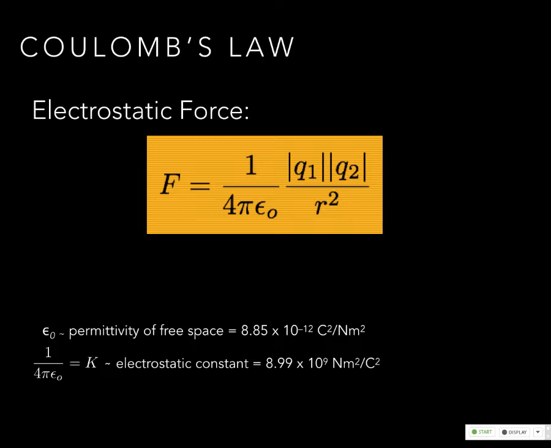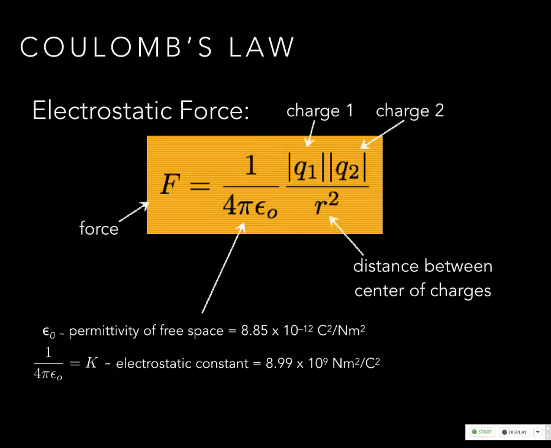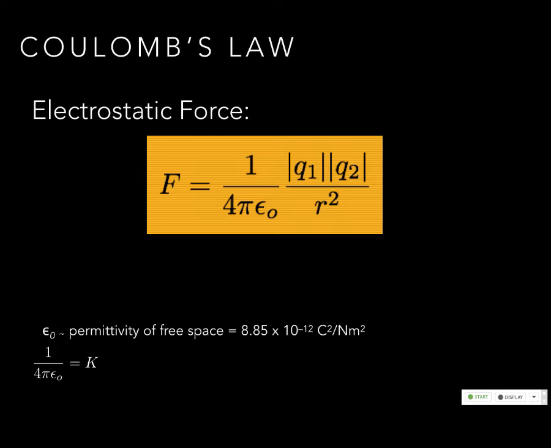This is just 1 over 4 pi epsilon naught. So this is an epsilon, like a weird Greek squiggly E. K is the electrostatic constant, so that's 8.99 times 10 to the 9th Newton meters squared over Coulomb squared. Yeah, that should be a little K. Also a constant K. Mainly the thing you want to remember is the number.